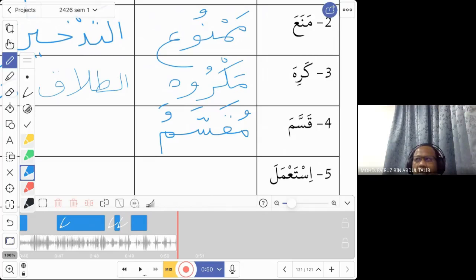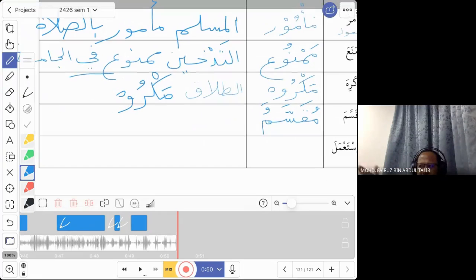Or you can also translate qasama to divide. Qasama, you divide it into the different parts. We say qasama, then muqassam is divided. So we say muqassamun, divided into different parts. Okay, now sentence. Okay, this thing is divided into 3 parts. So for example, okay.